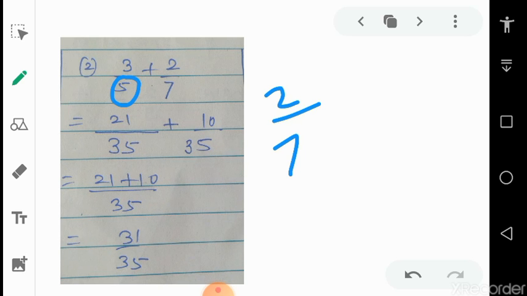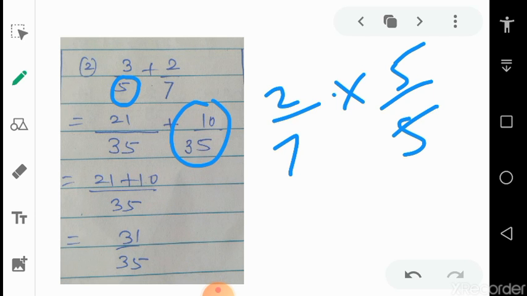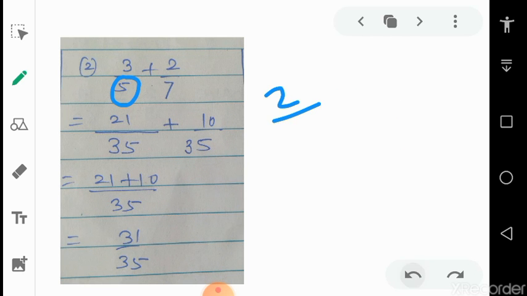As we know, LCM is 35. So how to make 7 equal to 35? We multiply by 5. So we will write 5 above also. Now it is 2 5s are 10 and 7 5s are 35. So we are getting this fraction. Finally, we have converted both the denominators equal to 35. As you can see, 35 are equal.